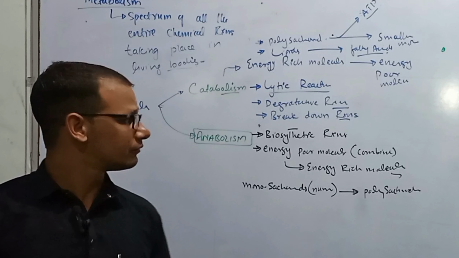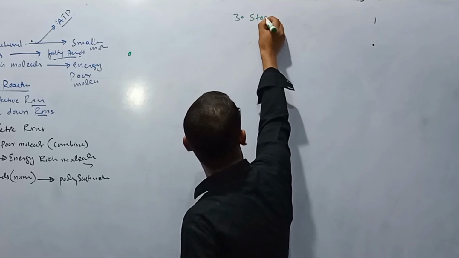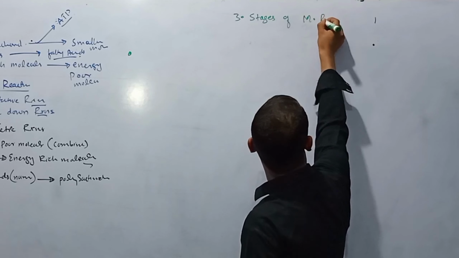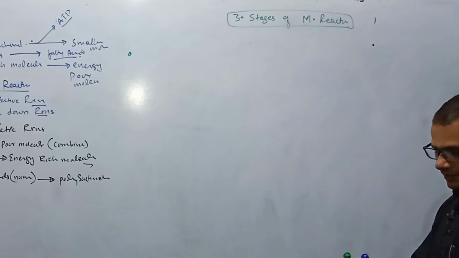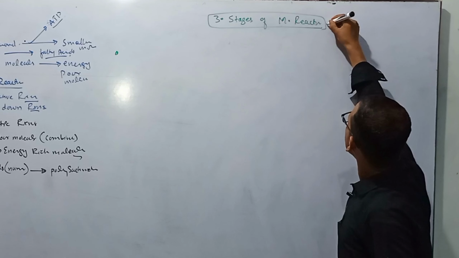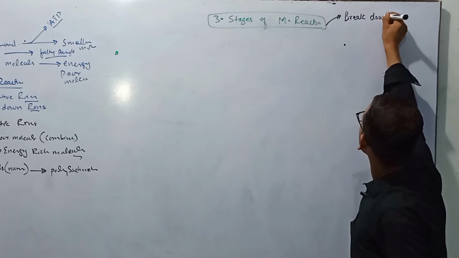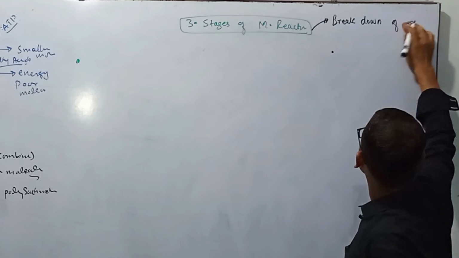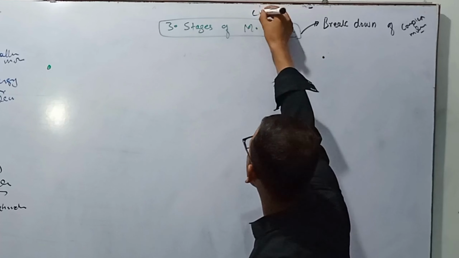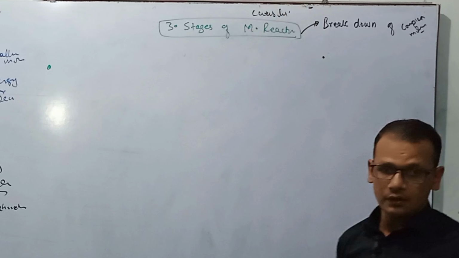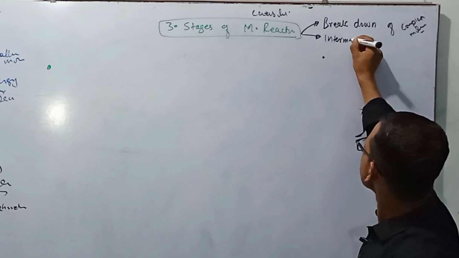For example, there are three stages of metabolic reactions, right? The first stage is the breakdown of macro or complex molecules. I am talking about catabolism, right? The second step is in which intermediate molecules will form.